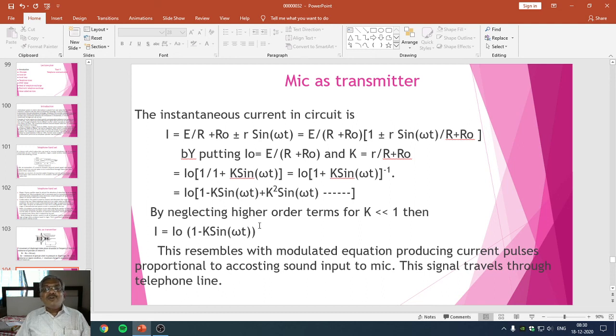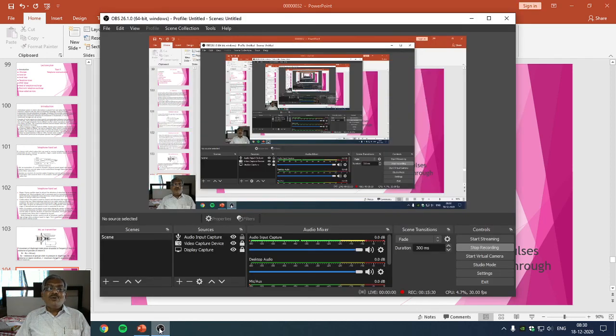So this is how acoustic sound pressure is converted into electrical pulses in the form of current that passes through the telephone link via the local loop up to the telephone exchange. This is the way by which the mic acts as a transmitter. Friends, that's all about how the mic is used to transmit the acoustic sound signal by converting it into electrical pulses.